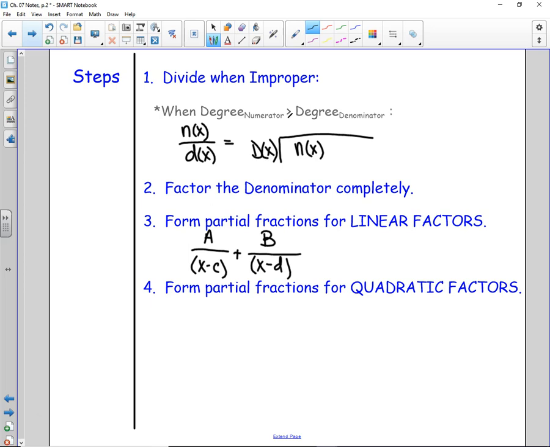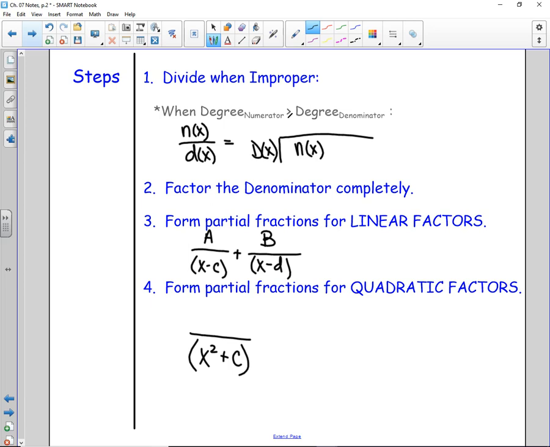For quadratic factors, the struggle is sometimes you'll have a quadratic that can't be factored down anymore. And here's an example of one. If you had x squared plus 4, you can't factor that anymore. You kill a puppy if you try. X squared minus 4 we could do, to x plus 2, x minus 2. The x squared plus 4 is what we would call irreducible.